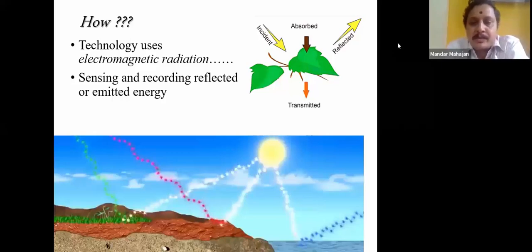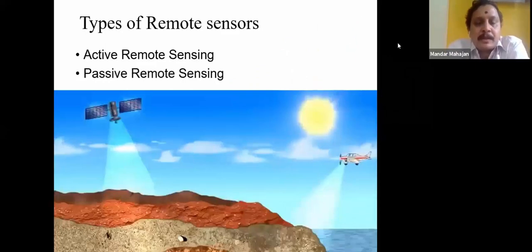With the same principle, there is an electromagnetic spectrum, part of which is visible to our eyes, and some parts of the spectrum are not possible to see with our eyes. Therefore, we need some sensors. Sensing and recording this reflected or emitted energy is possible, and we can extract the data from the images.